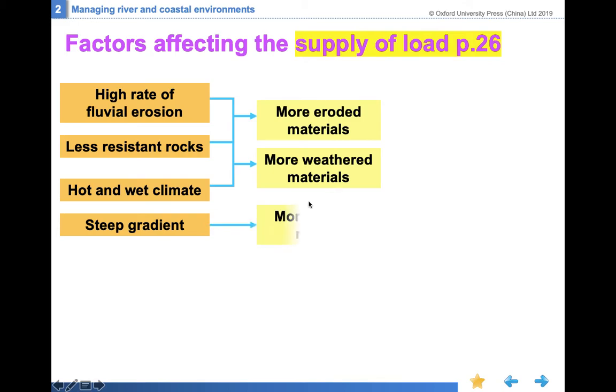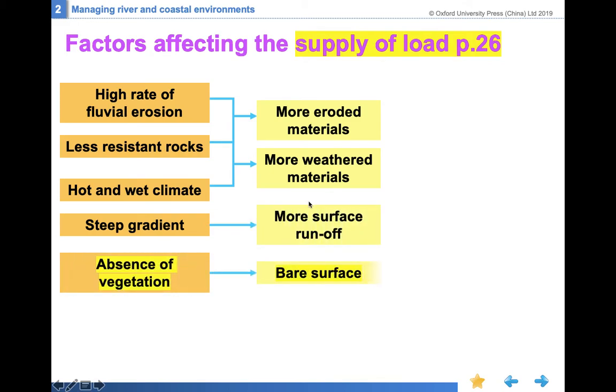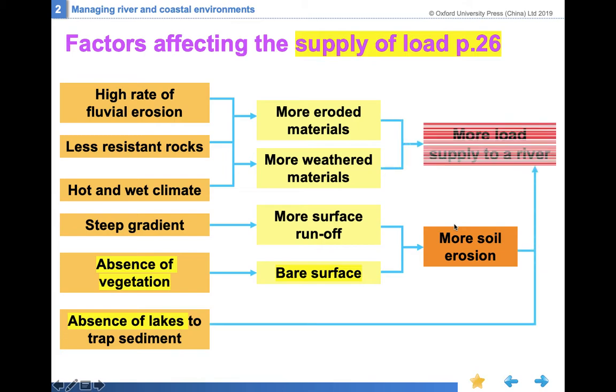And if there's a steep gradient, there will be more runoff, washing more load into the river. If there's an absence of vegetation, the surface will be bare and more soil erosion will happen. And if there's no lake, fewer tools would be used for trapping the sediments. So all this will create more load for the river.